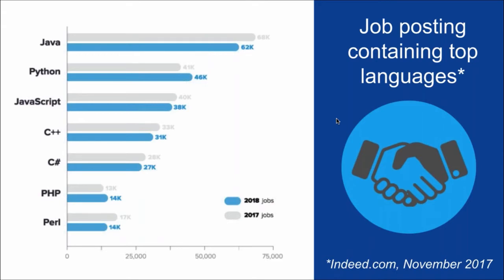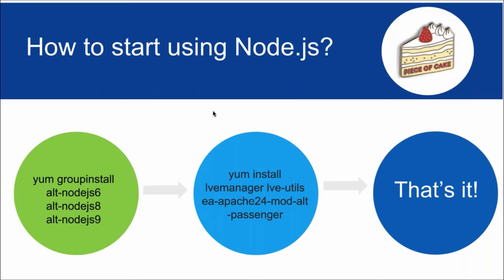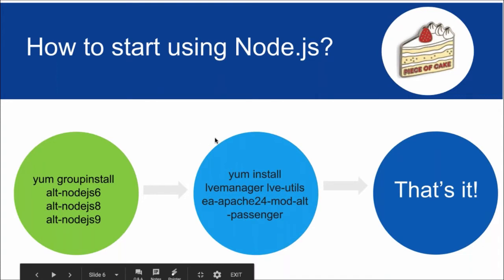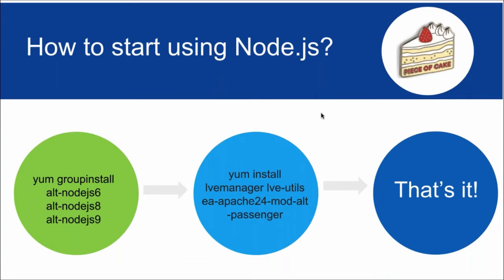So how do we start using Node.js? And here is where CloudLinux has something to offer. Now, with Node.js settings it's really simple. You basically have to run just two commands in your command line. First is to install our alt-nodejs packages. We support Node.js versions 6, 8, and 9 in production. And today we added version 10 in beta.